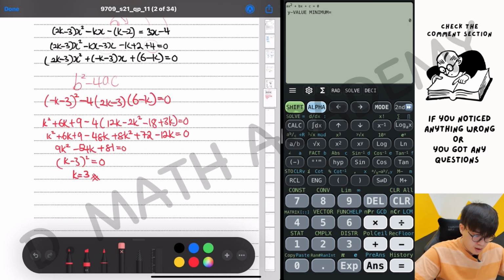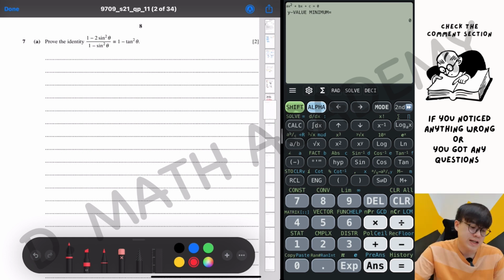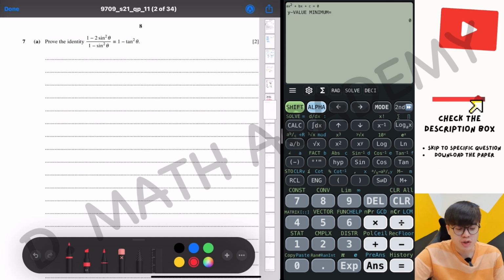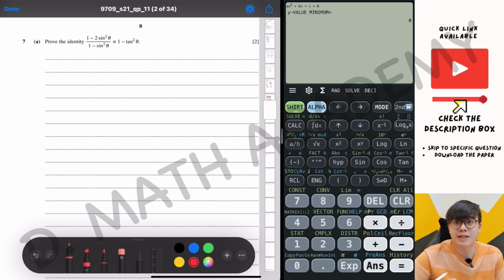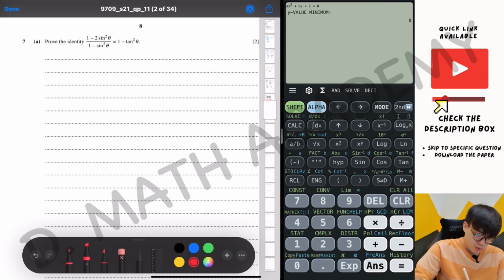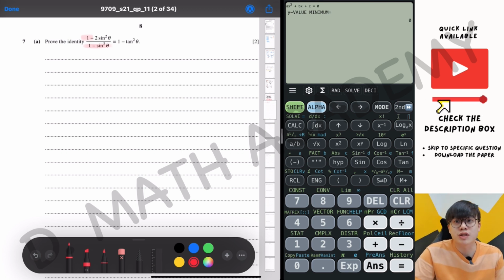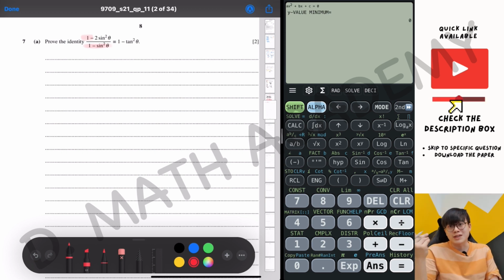Okay. Question 7. Okay, they ask you to prove this identity here. Okay, 2 marks only, so it shouldn't be too hard. Since they wanted tangent square at the back, it should be related to our sine over cosine. So a couple of things that will be changing is the 1 and this here. Okay, there's a lot of alternative solution. It's up to you what you want to use. They didn't specifically restrict you on this.